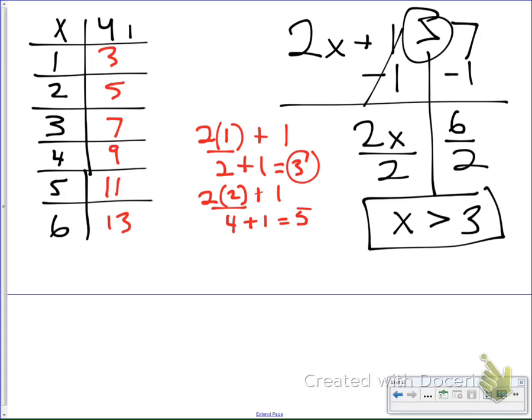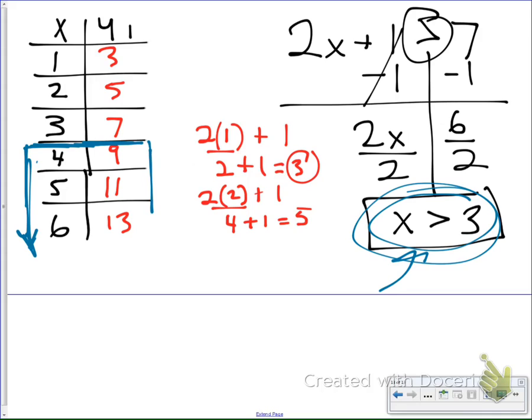Now, since this is an inequality, there is more than one solution, right? I want all my solutions where x is greater than 3. Now, if this is greater than 3, it doesn't include 3. So the first one I'm going to have is I'm going to draw a line right above the first solution that is included, which is 4. Because over here it says that x has to be greater than 3, not including. Now, all numbers that are greater than 3 are going to be included in my solution. So now what our table does here is it shows us that this is true.